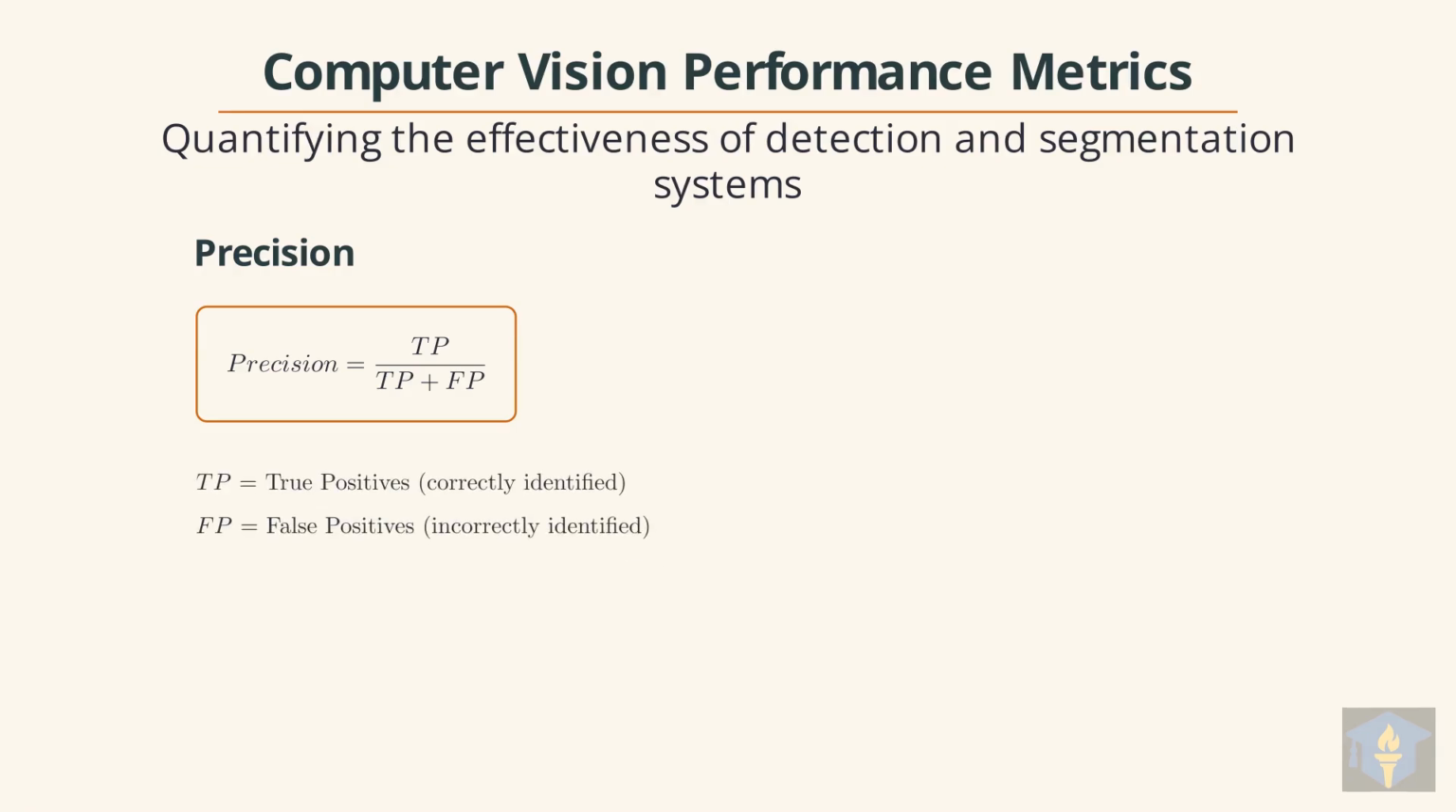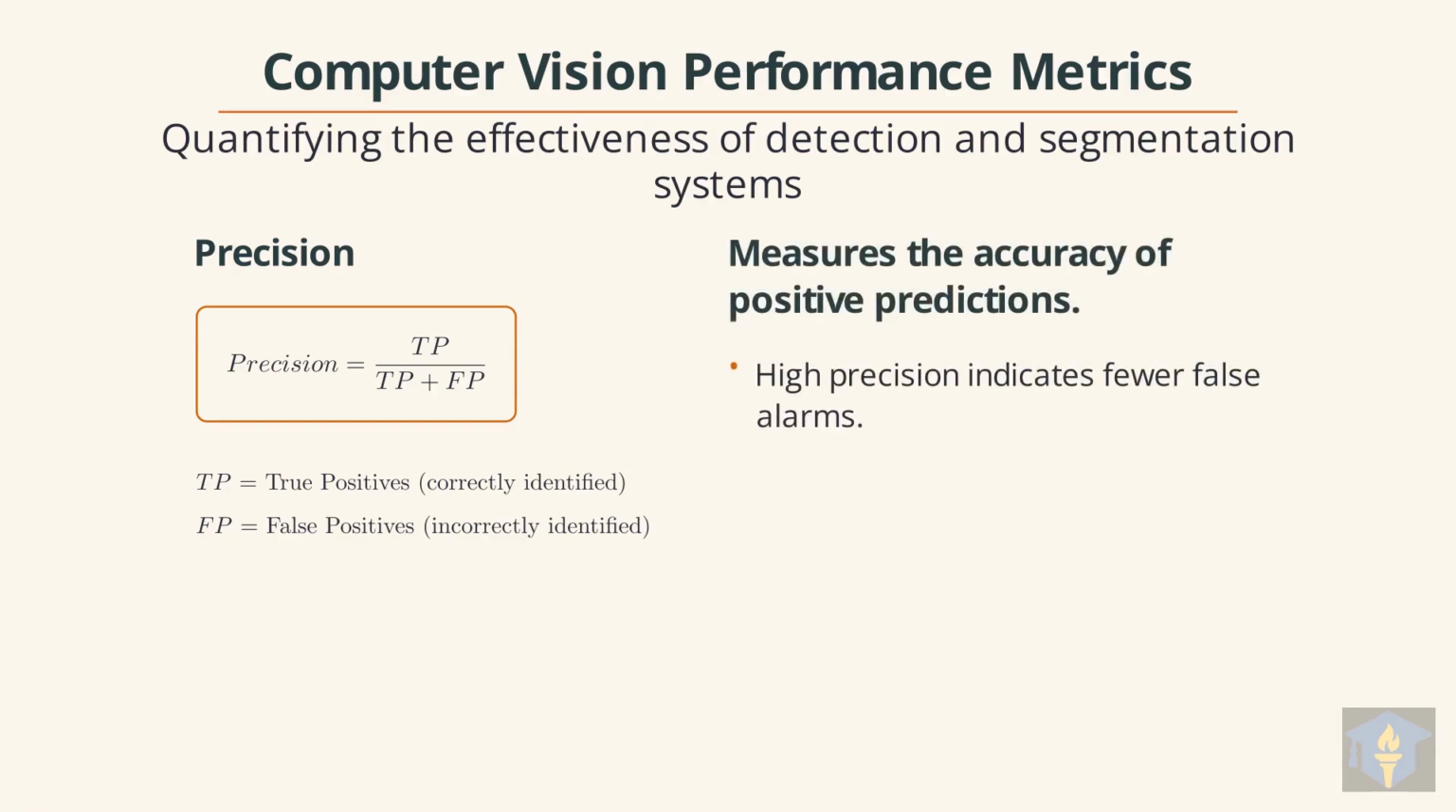True positives, or TP, are instances that were correctly identified by our system. False positives, or FP, are instances that were incorrectly identified as positive. Precision measures the proportion of correctly identified positive results among all positive predictions. A high precision value means our system generates fewer false alarms, making it more reliable.